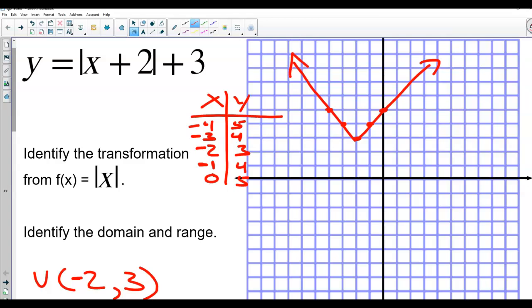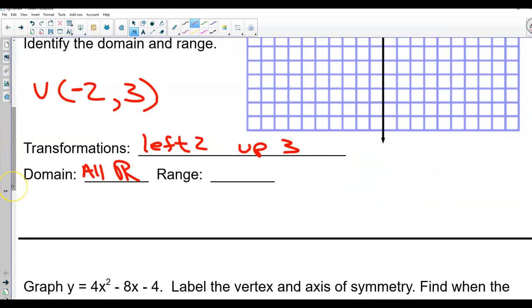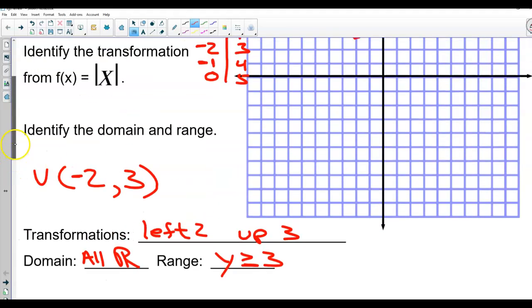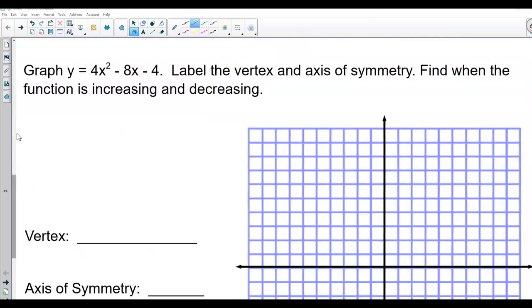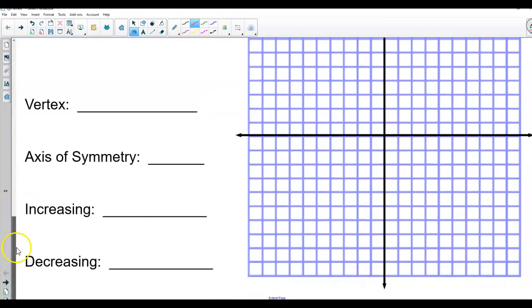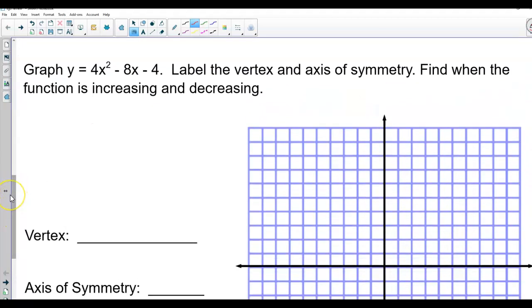Based off the graph, my range, what represents my y's? The range is going to be y is greater than or equal to 3. That entire graph does not go below the number 3. So the range is y is greater than or equal to 3. Find the vertex, axis of symmetry, and then where is it increasing and decreasing?